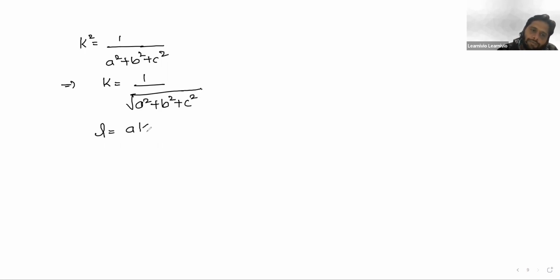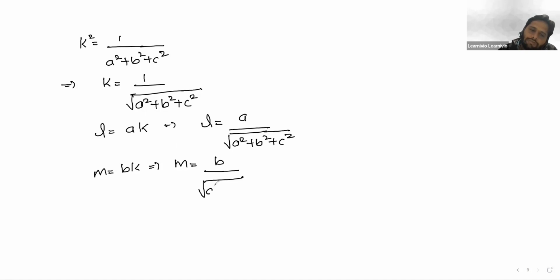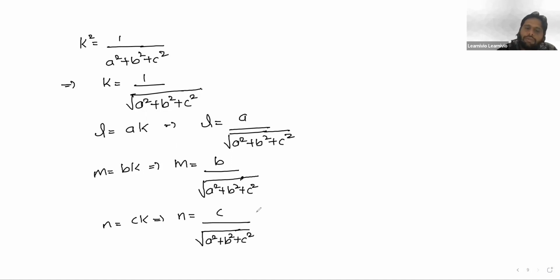Okay, what is L? L is AK. So with this value, L is equal to A by under root of A square plus B square plus C square. M is BK, so M is equal to B by under root of A square plus B square plus C square. N is equal to CK, so N is equal to C by under root of A square plus B square plus C square. Okay, so these are the formulas.